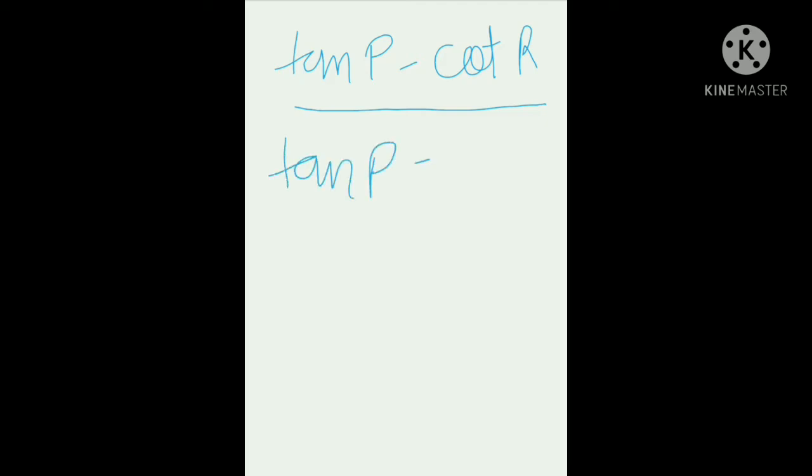In the question they ask to find tan P minus cot R. We have to find this value. So how will you find it? First of all we will find the value of tan P, and then we will find the value of cot R. Finally, we will plug the values of these two in here and simplify, then we will get the answer. Understood?